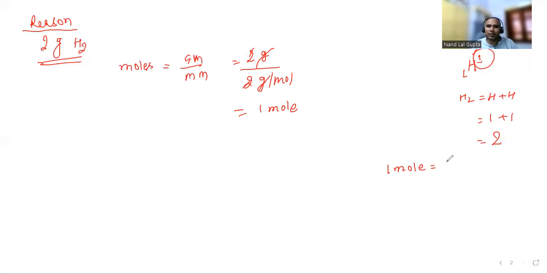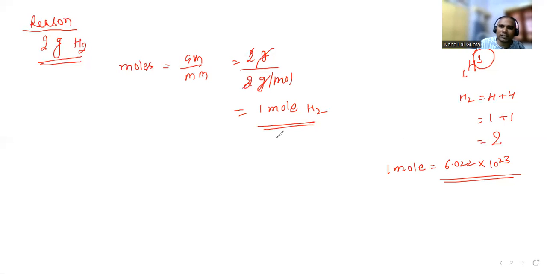Something we learned about: Avogadro number, 6.022 into 10 raised to power 23. Good, very good. That is 1 mole. 1 mole means hydrogen, na? This is 1 mole H2 only. This is 1 mole hydrogen gas.